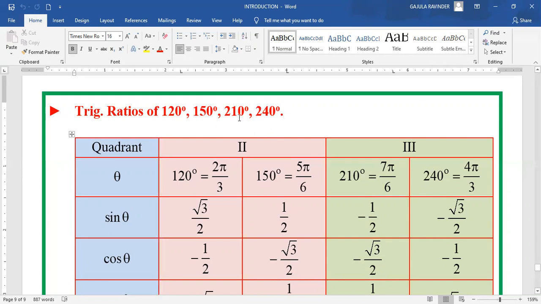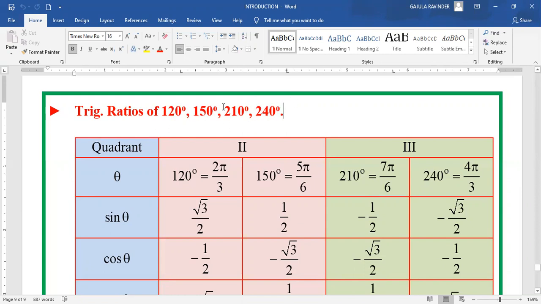That means all these are close to 180 degrees only. That's why I have taken them as one set. Even comparing 240 with 360 degrees, it will differ by 120 degrees. 240 degrees is close to 360 by 120 degrees, whereas it is close to 180 degrees by only 60 degrees. So all these can be compared with 180.